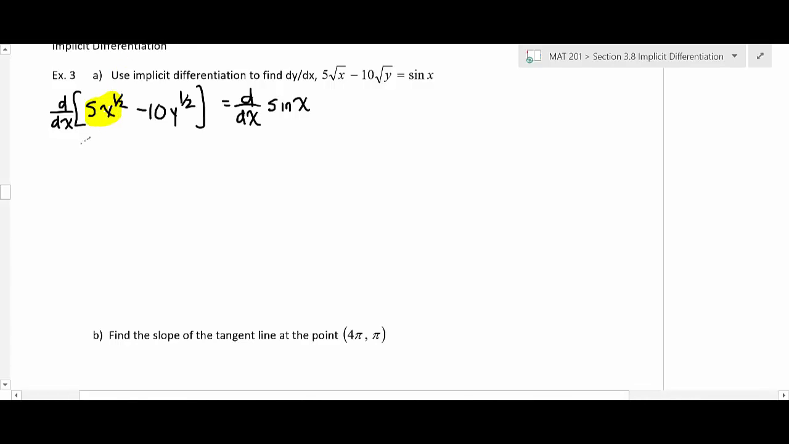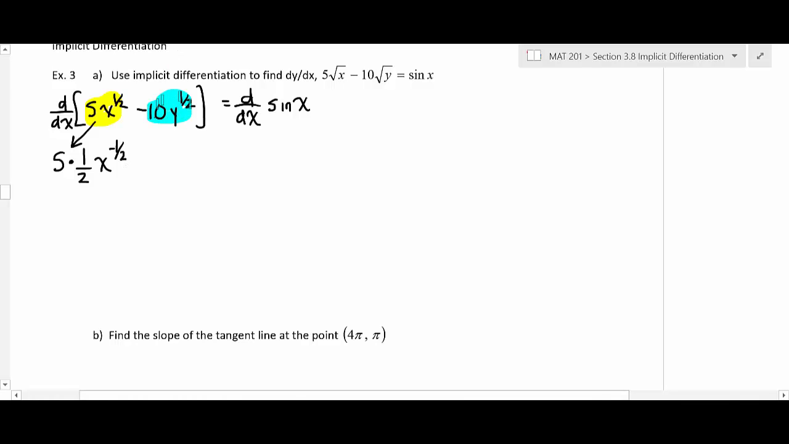Okay, when we do this derivative, do the variables match? Yes, dx, x, right? They match. So just do a normal derivative. Do 5 times 1/2 x to the negative 1/2. You don't do the dy over dx because the variables match, okay?